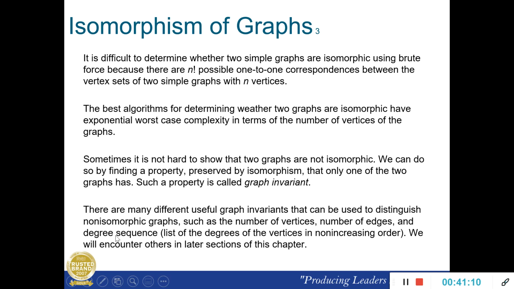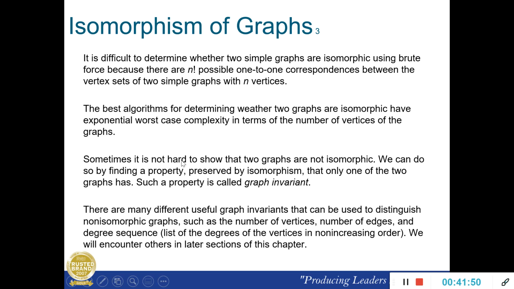Isomorphism of graphs is difficult to determine using brute force, because there are n factorial possible one-to-one correspondences between the vertex sets of two simple graphs with n vertices. Let's say you have 1000 vertices. It's very difficult to determine whether it's isomorphic or not. The best algorithms for determining whether two graphs are isomorphic have exponential worst-case complexity in terms of the number of vertices of the graph. So there is no formula yet to identify the isomorphism of graphs. There's no solution yet.